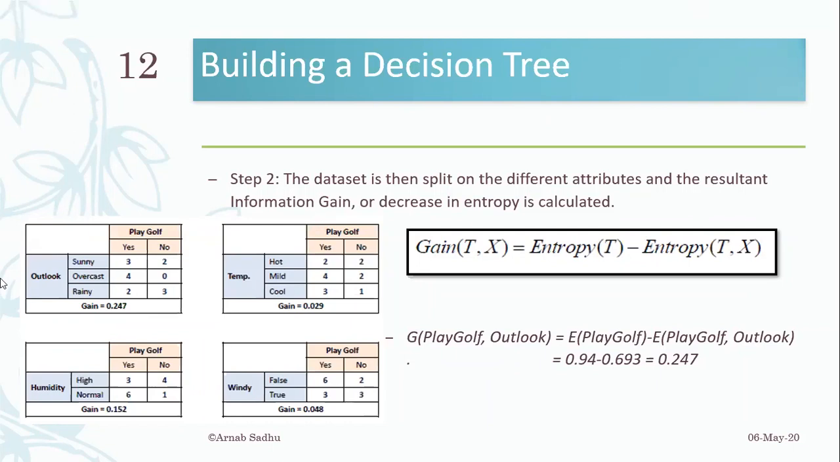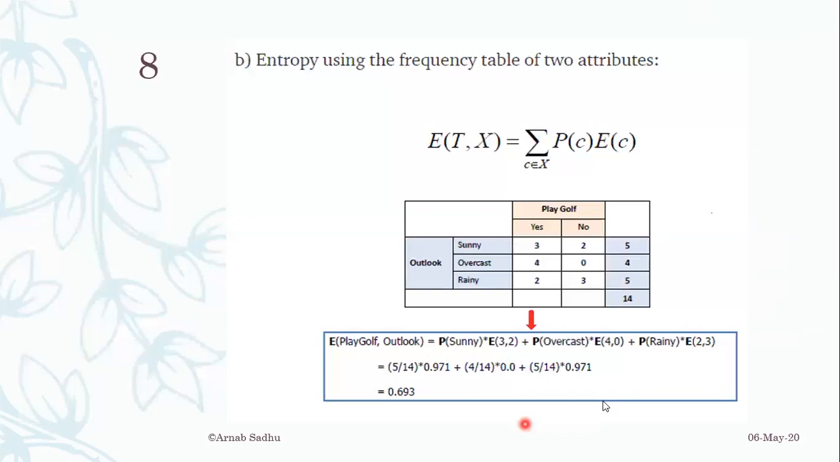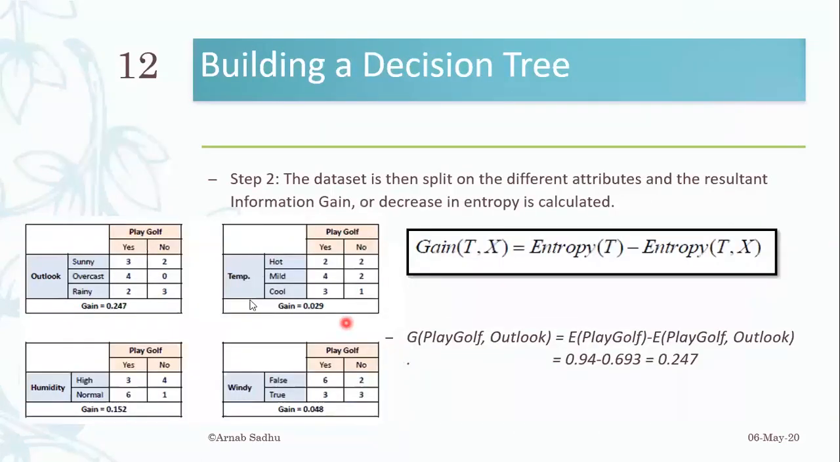How do we find the table entropy? We know that like this. Now we had already calculated the entropy for the outlook table, which was 0.693. Similarly, we will calculate the entropy for the temperature table. It will be 0.029. Similarly, for the humidity table, it will be 0.152. For the windy table, it will be 0.048.